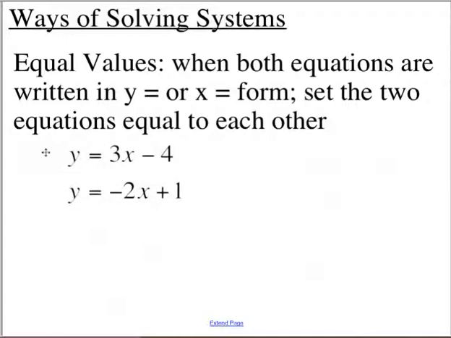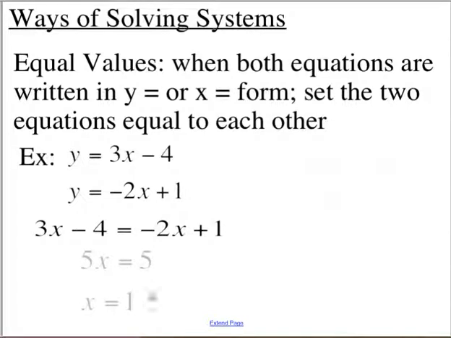Since y equals both of these two lines, I can simply set those two equations equal to one another and then combine like terms to solve for x. So I'm going to add 2x to both sides and I'm going to add 4 to both sides. I get 5x equals 5, and that means x must equal 1. But don't stop here. You're not done once you've solved for x. In this case, since I'm solving for a point of intersection, I also need the y value. So I'm going to substitute my 1 back into either one of these equations. You should get the same answer.